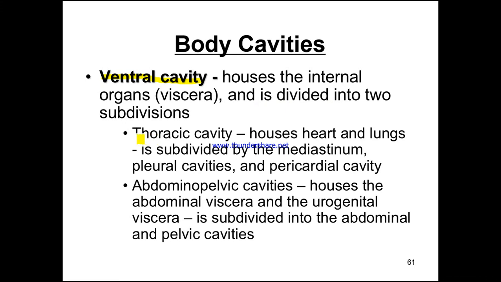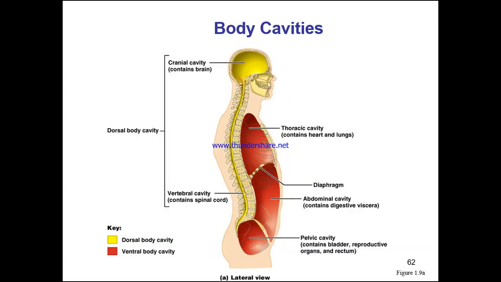The ventral cavity houses the internal organs, the viscera, and is divided into subdivisions. We have the thoracic cavity, which is our first block. It houses the heart and the lungs, and is subdivided into the mediastinum, pleural cavities, and pericardial cavity. We have the abdominopelvic cavity, which houses the abdominal viscera and the urogenital viscera. It's subdivided into the abdominal and pelvic cavities.